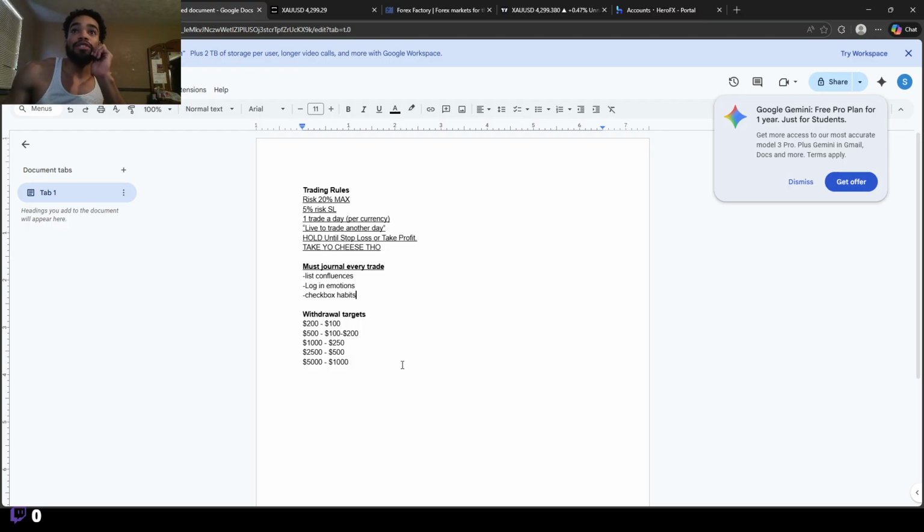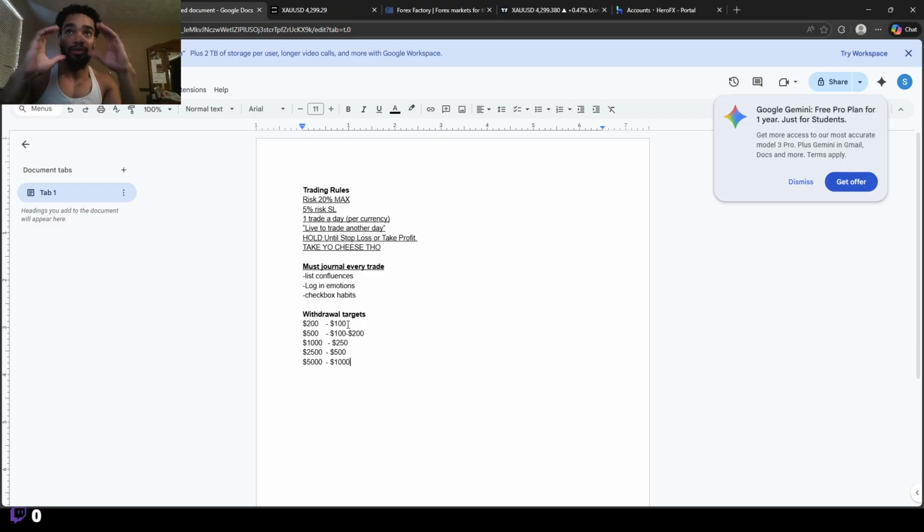Withdrawal targets. This is the amount I need to be at to be able to withdraw certain amounts. I don't know if that's what I'll actually withdraw at that point, but that's the target. Once we hit $200, we're going to withdraw $100, which means I get my $100 back, and we're basically restarting the challenge. So I'm at $100 again, trying to grow it, but at least it's free money now. I put in $100, I got my $100 back, and now we're trading with that same $100 of profit.